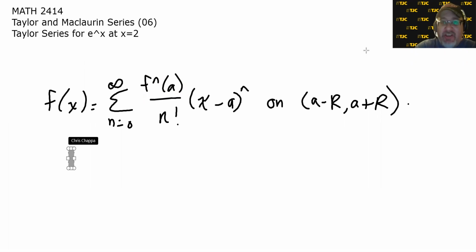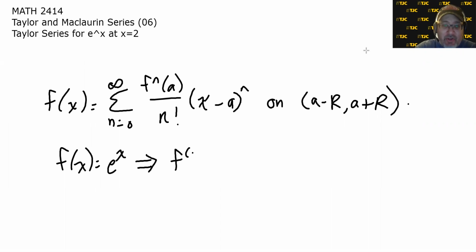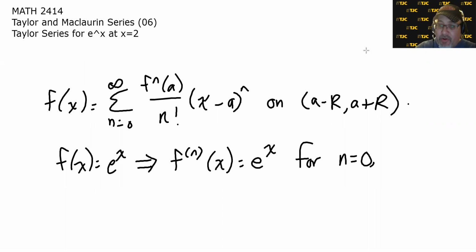If your function is e to the x, it's one of the easiest functions to take as many derivatives as you want. If f of x equals e to the x, this implies that the nth derivative of f of x is equal to e to the x for all whole number values of n: 0, 1, 2, 3, etc. Recall that the 0th derivative means the original function without taking any derivatives at all.